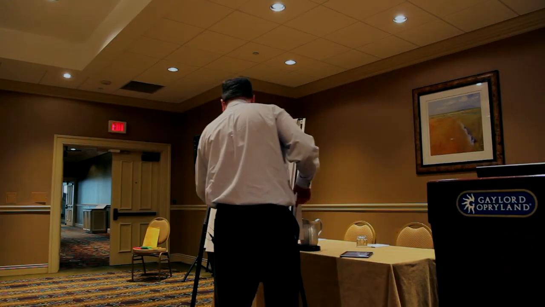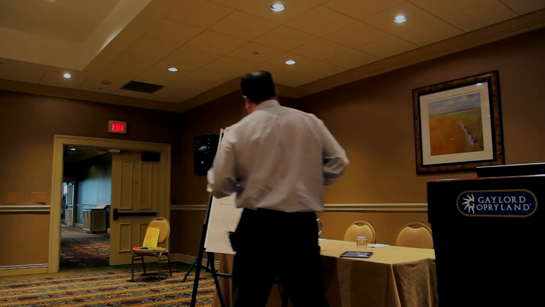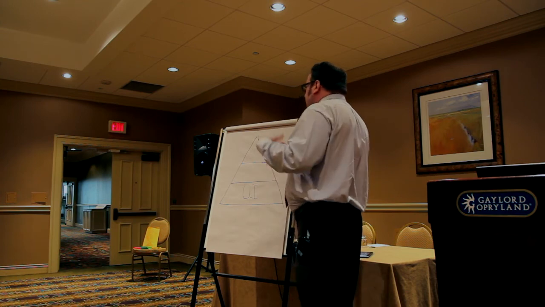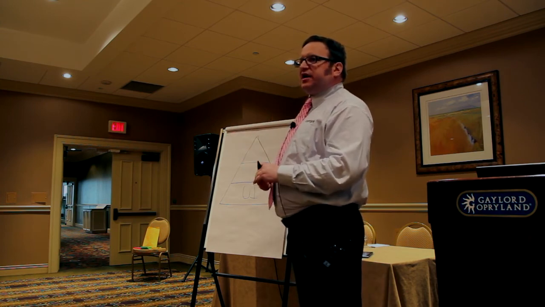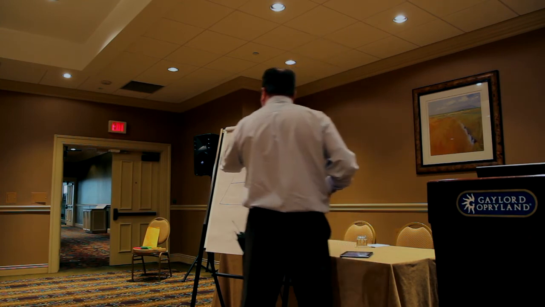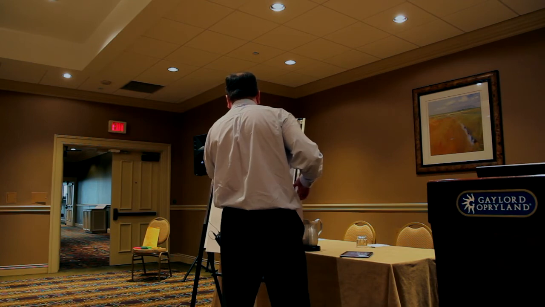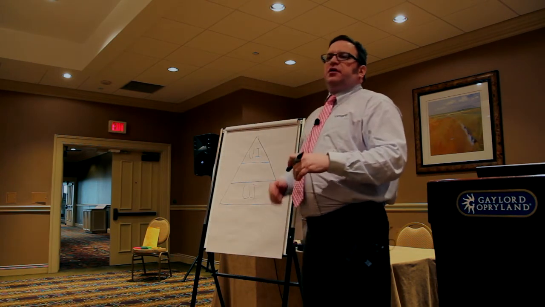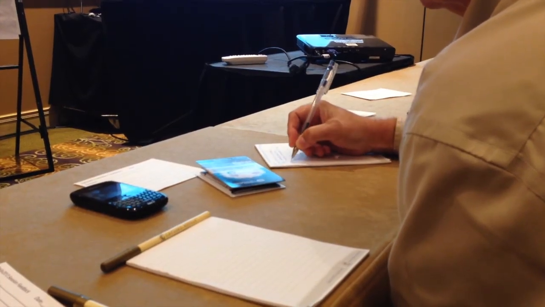Mike Cohn has another type of pyramid. He introduced it in 2009. He called it the test automation pyramid. And he used it to describe the ratio of test types that you want to use in order to get maximum ROI out of your test automation efforts.